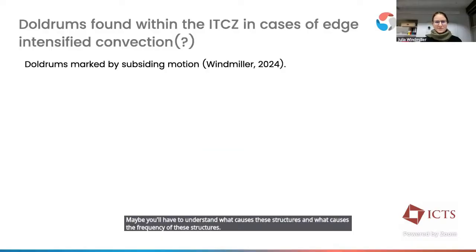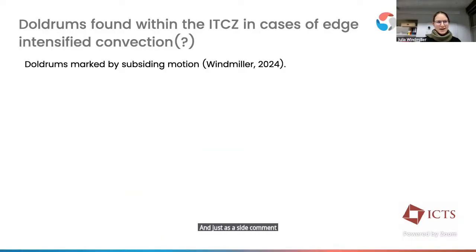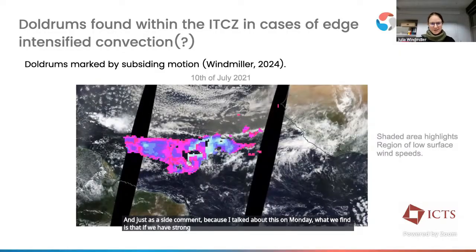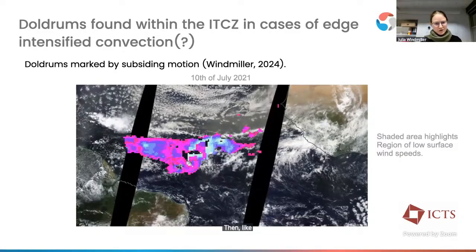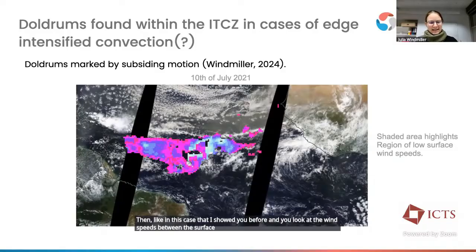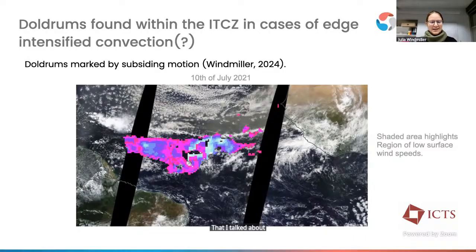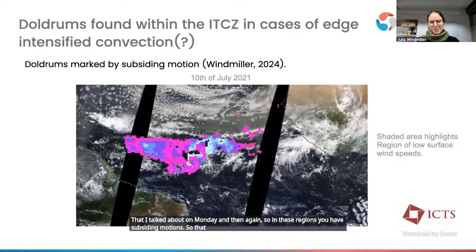And just as a side comment, because I talked about this on Monday, what we find is that if we have strong edge intensification, like in this case that I showed you before, and you look at the surface wind speed between, then you often find extended regions of very low wind speeds, which are these doldrums regions that I talked about on Monday. And in these regions you have subsiding motion, so that will impact your overall mean vertical motion profile in a non-trivial way.